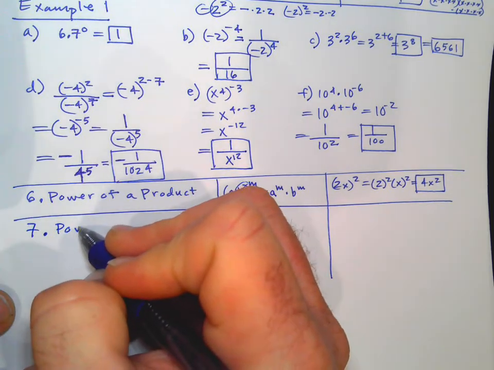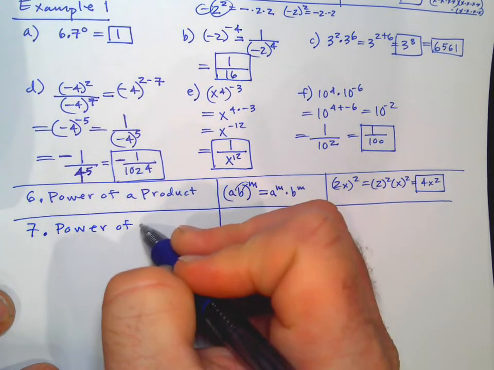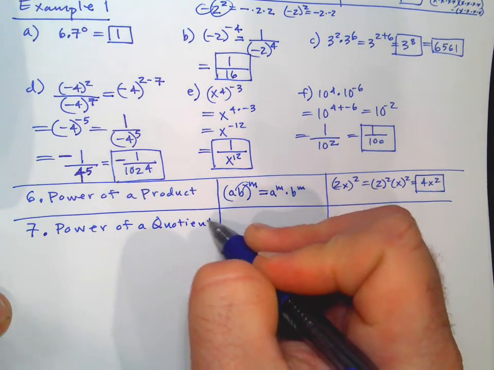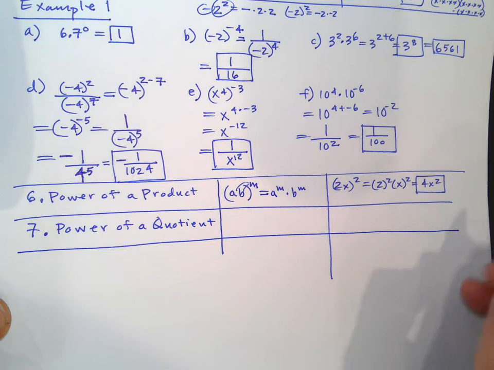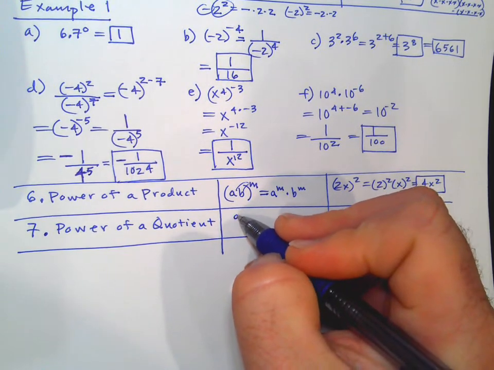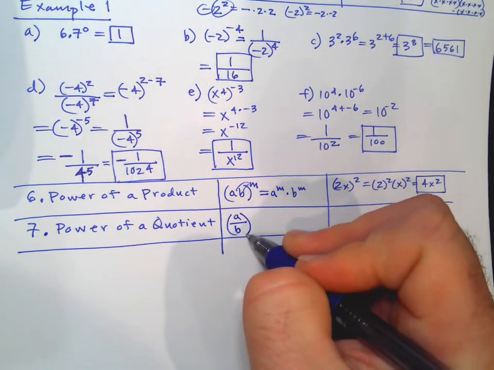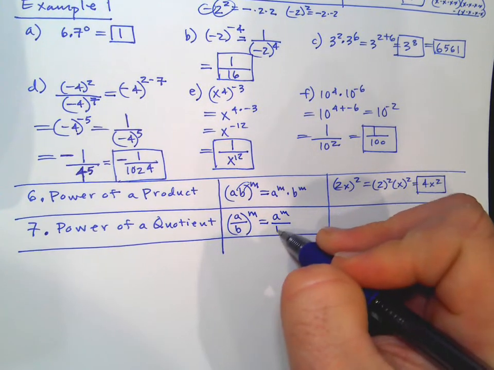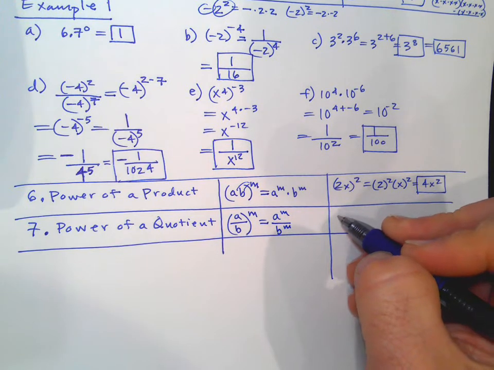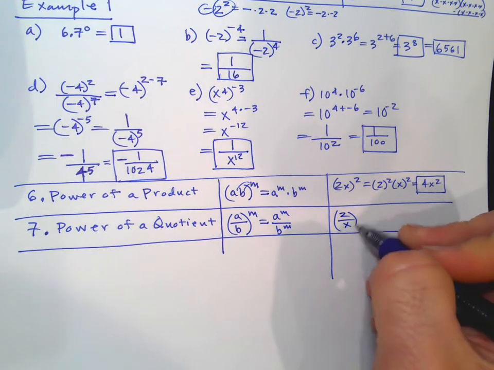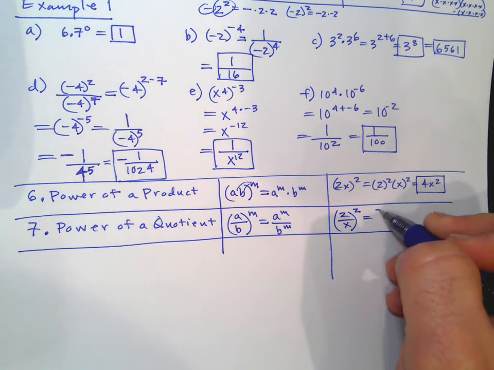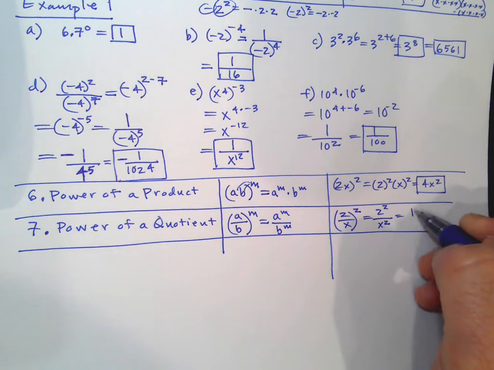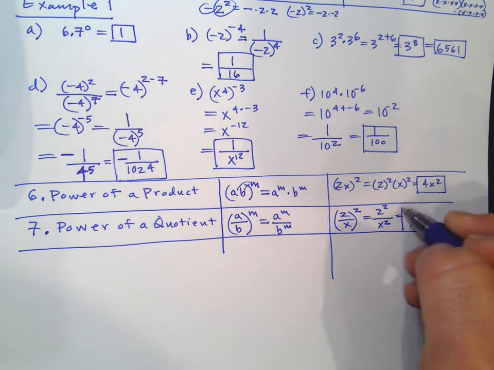The next one is power of a quotient. A quotient is a fraction, division, and then we're going to raise the whole result. So the top gets it and the bottom gets it. That's a pretty nice simple rule. Here's a quick example: 2 over x, squared. The 2 gets squared, the x gets squared, and we get 4 over x squared for our final answer.